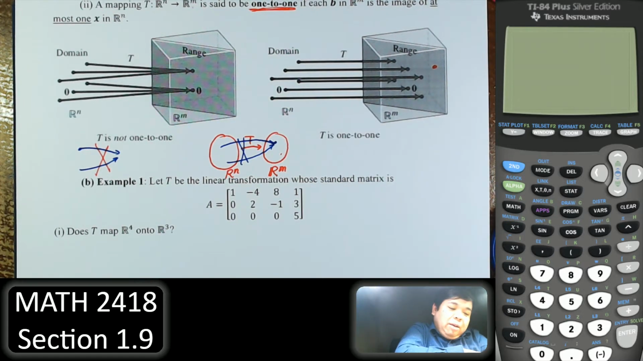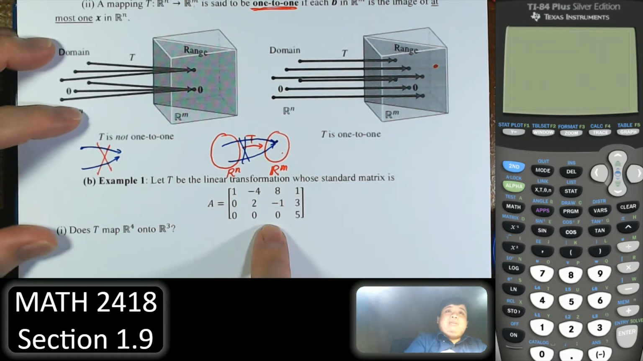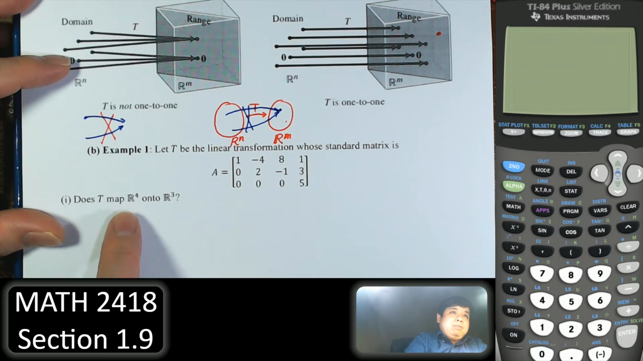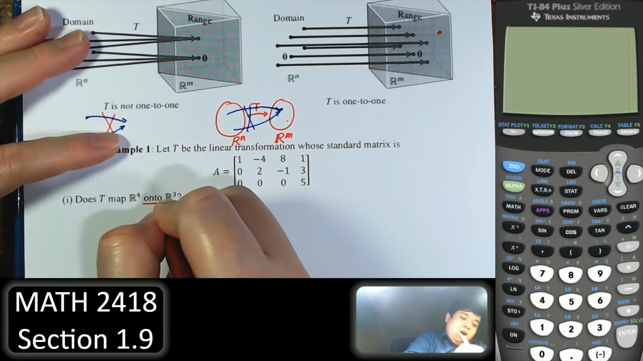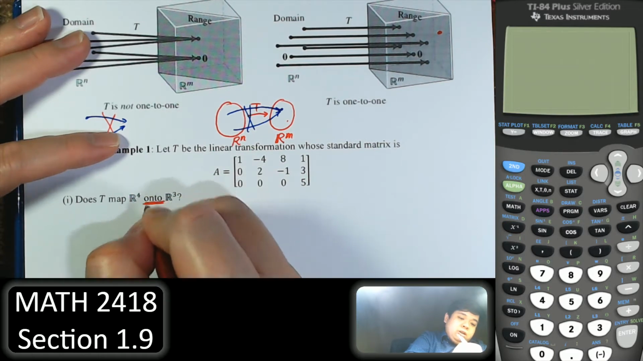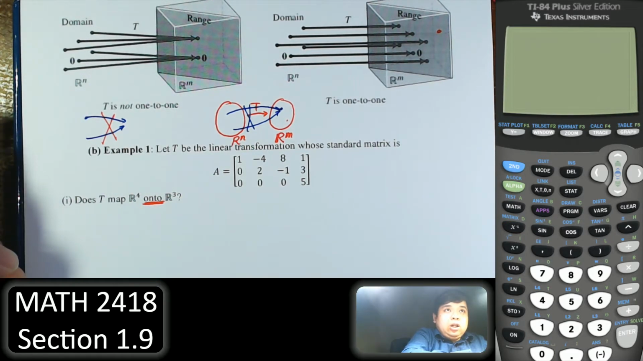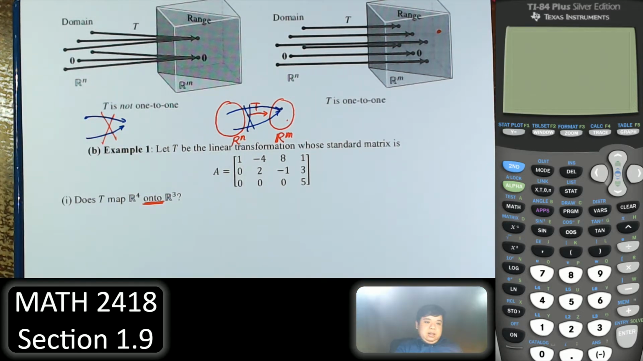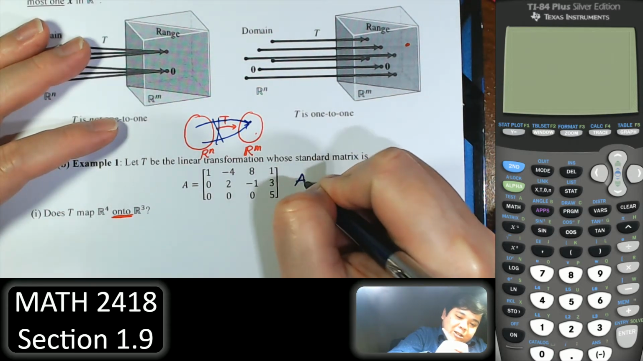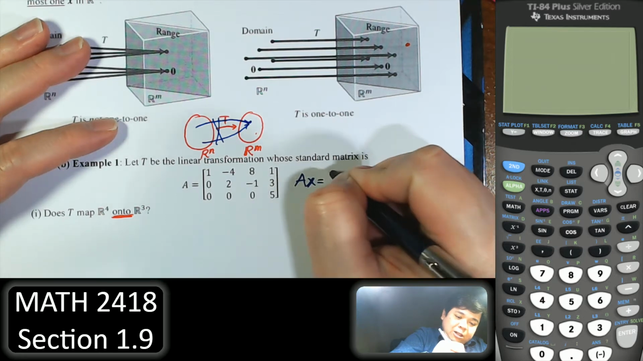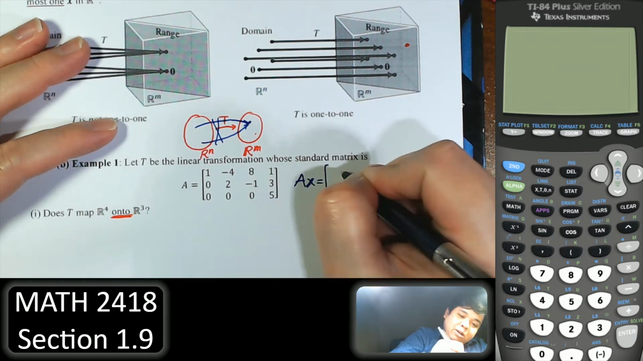Now, let T be a linear transformation whose standard matrix is that. So we have the standard matrix. Does T map R4 onto R3? So the question is whether it is going to be onto. Let's write something like this. A linear transformation is going to be Ax. So we're going to have that matrix.